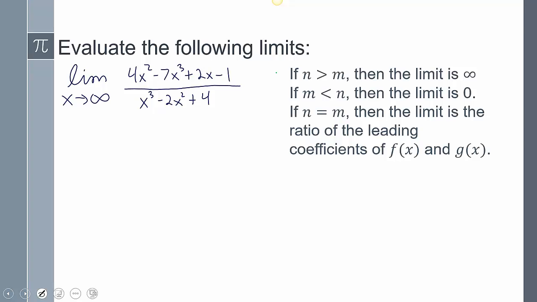And then for this last one, I have to look at my leading coefficients. If you notice, here I have negative x to the 3rd, and here my n and m are equal to each other, and so it's actually going to approach negative 7.